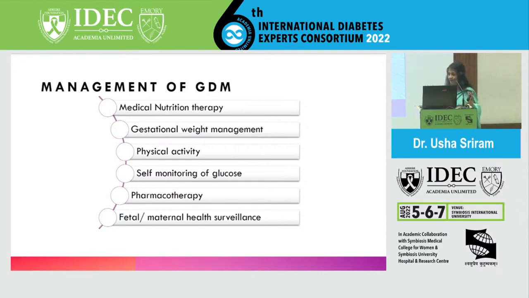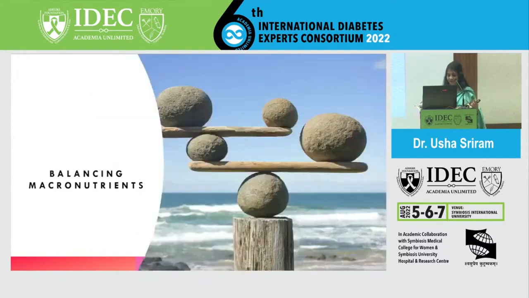It's for all pregnant women, is the guideline that we have, though they're coming up with this. So medical nutrition therapy, gestational weight management, physical activity, self-monitoring of glucose, pharmacotherapy, and fetal and maternal health surveillance during pregnancy. So balancing the whole macronutrients, the carbohydrates, proteins, and fats is, we've heard all morning about nutrition, even more important in this because we are dealing with two people, and we have to walk that fine line.